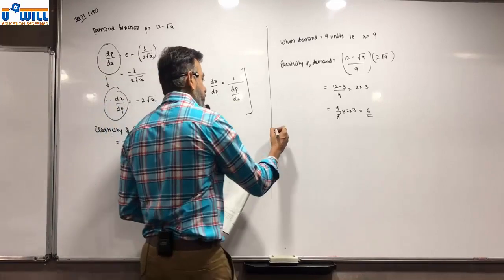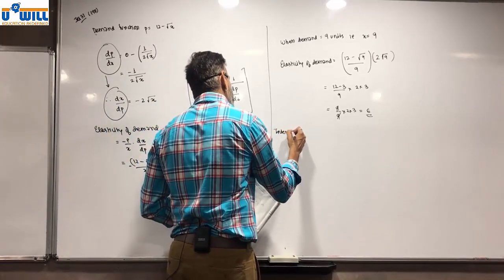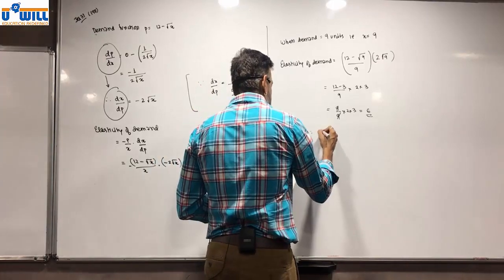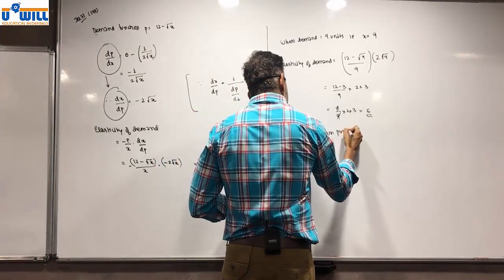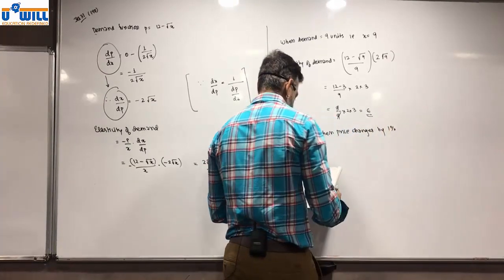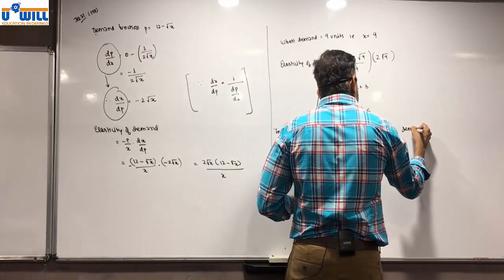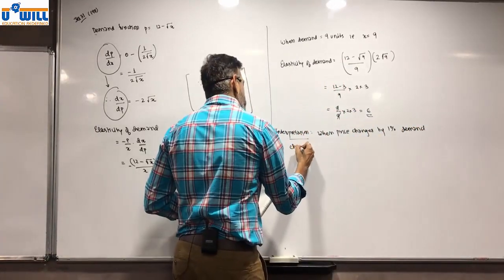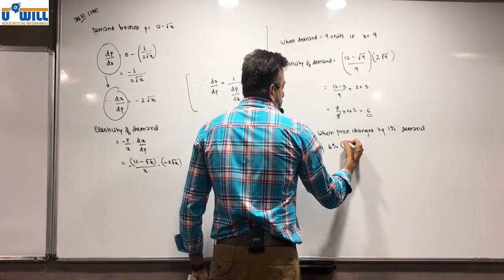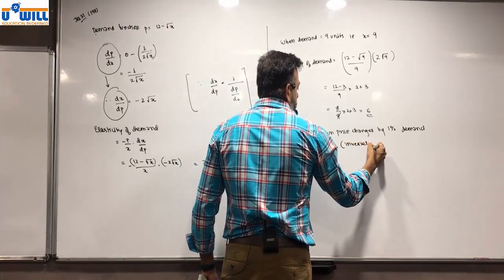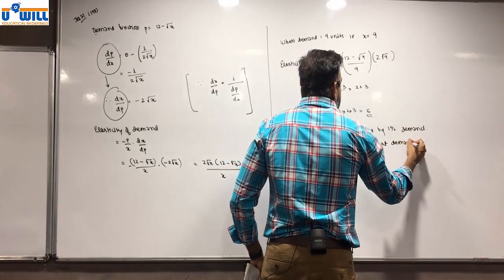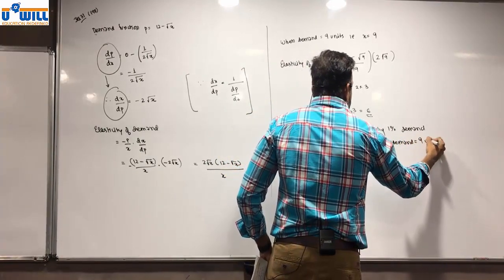Interpret. When price changes by 1%, demand changes by 6% inversely, at demand equal to 9 units.